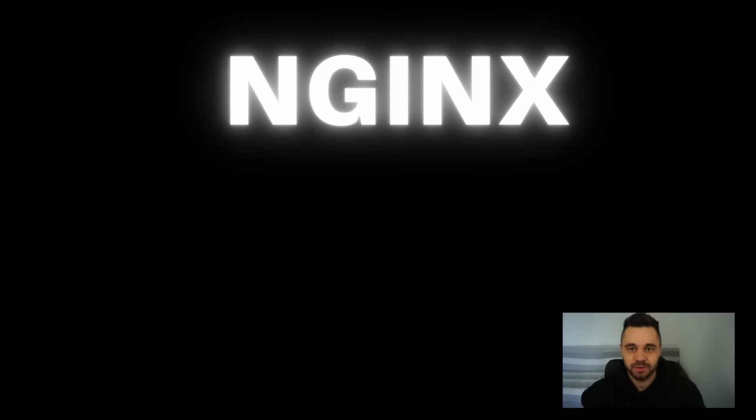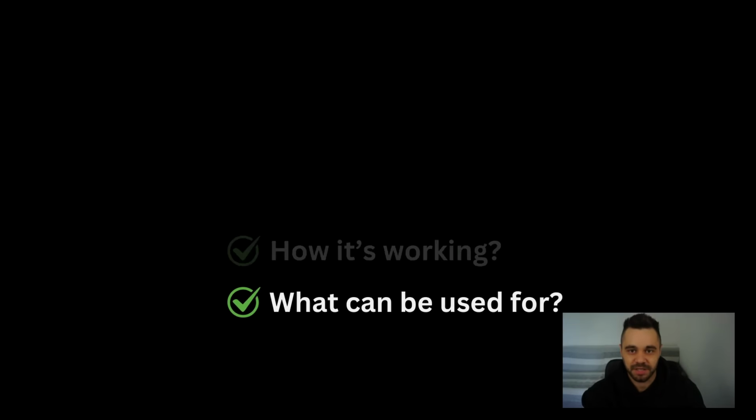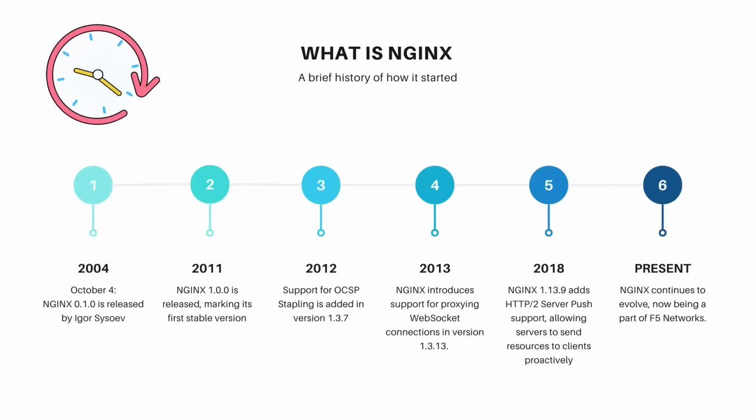In this video, you will find out what exactly is NGINX, how it works, and what it can be used for. Let's get started. NGINX was initially released on October 4th, 2004 to address the C10K problem, which allowed it to handle high concurrency and numerous simultaneous connections.